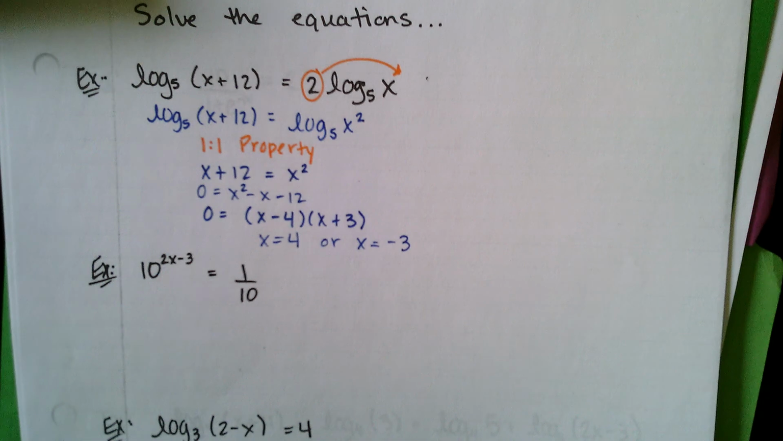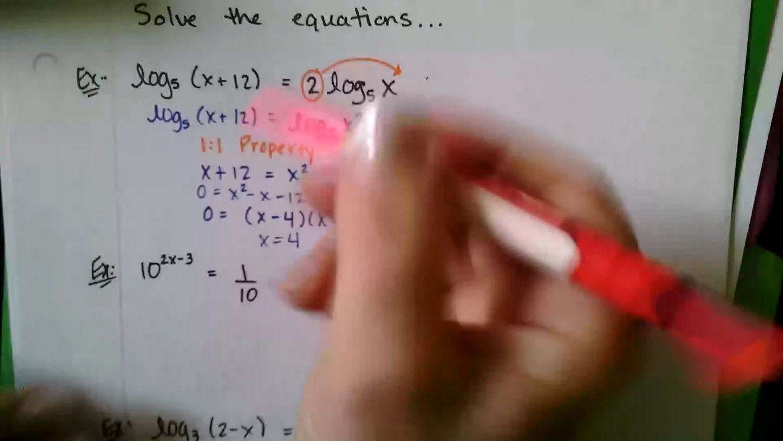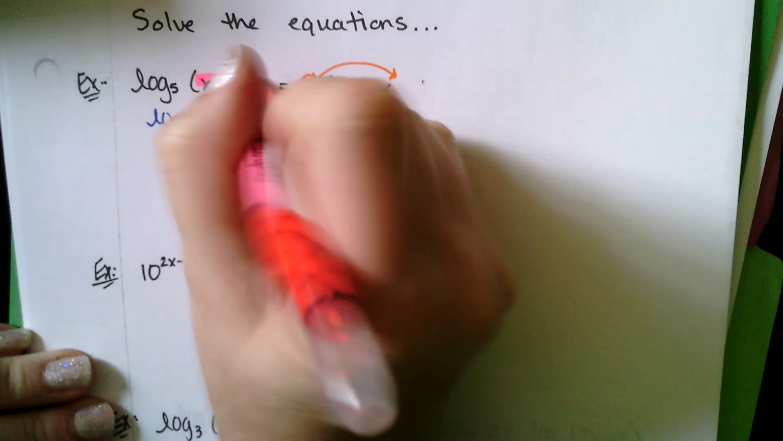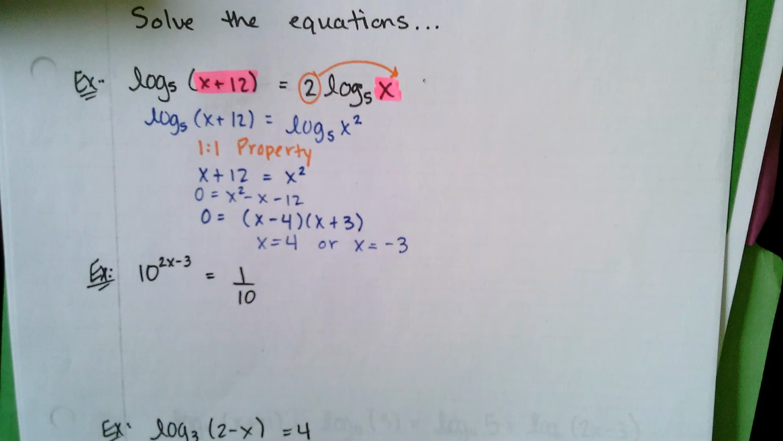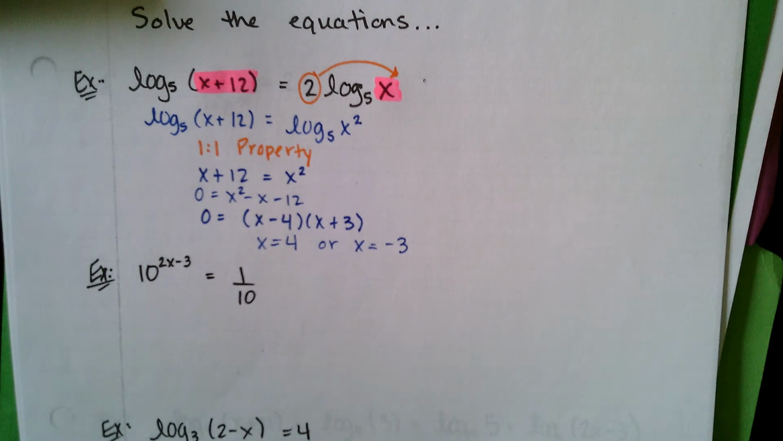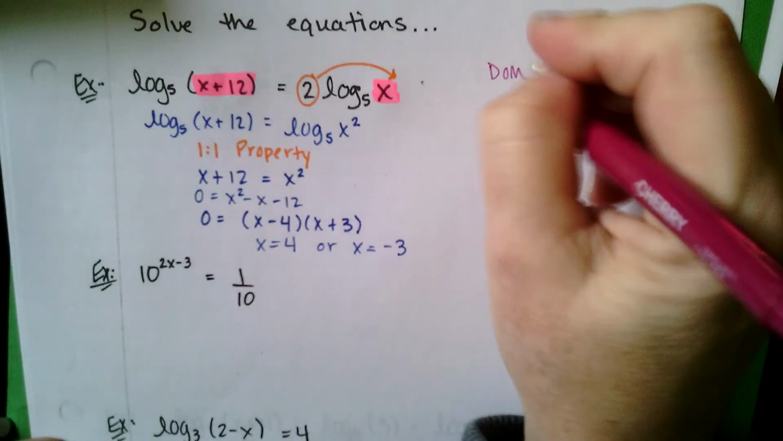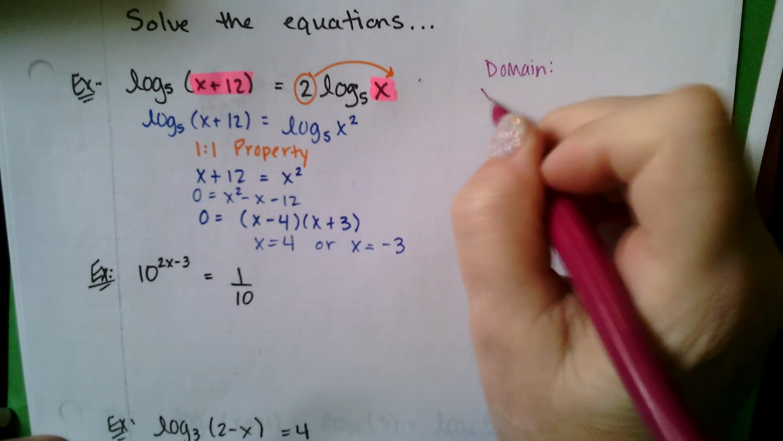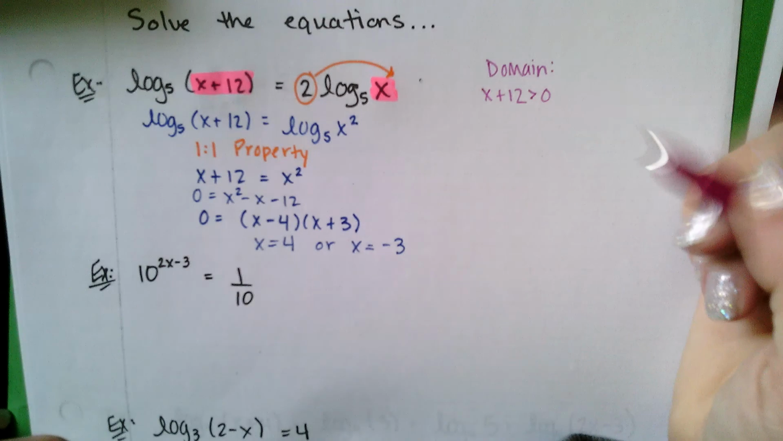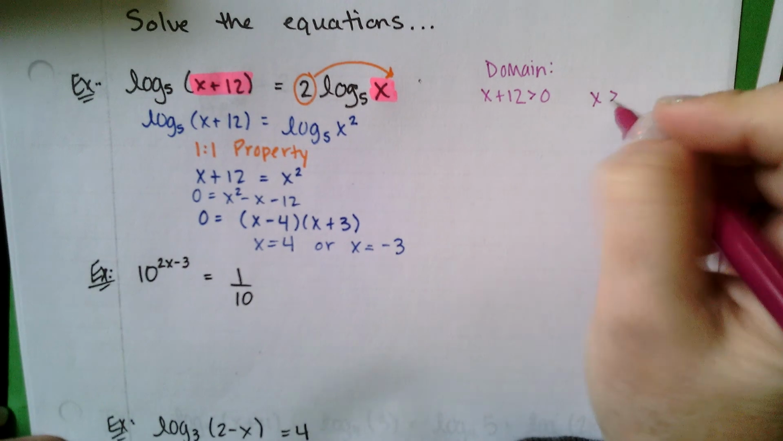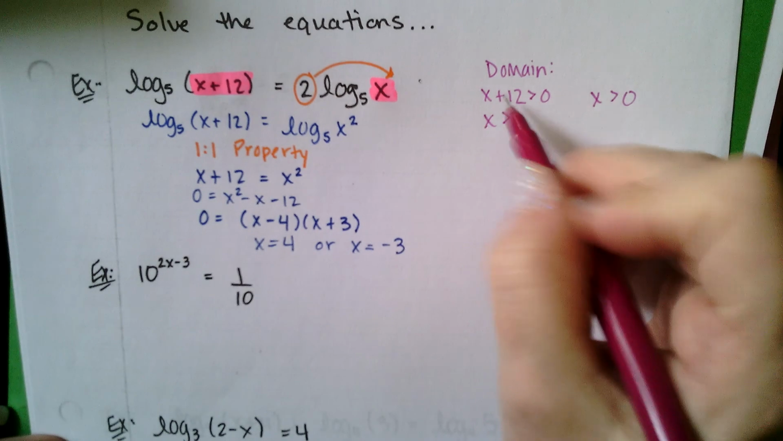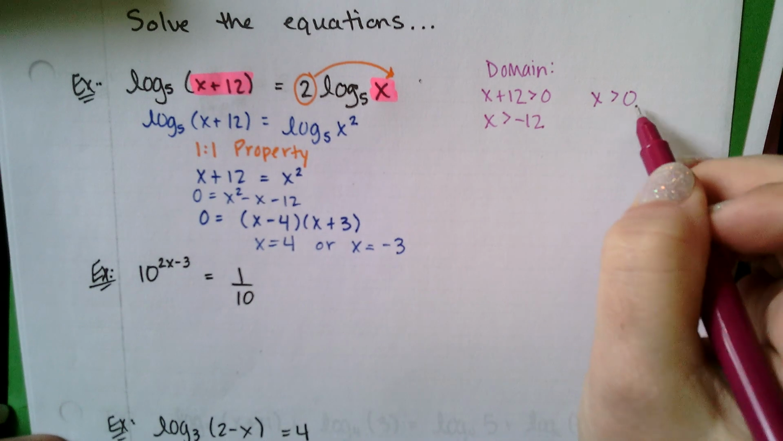Now, this is one of the equations that we have to be looking at domain because we had logs in our original equation. So I'm going to need to be looking at the domain for my original equation by setting the arguments of the log greater than 0. So over here, I'll consider domain. I have to look at x plus 12 is greater than 0 and x is greater than 0. So x has to be greater than negative 12 and x has to be greater than 0.